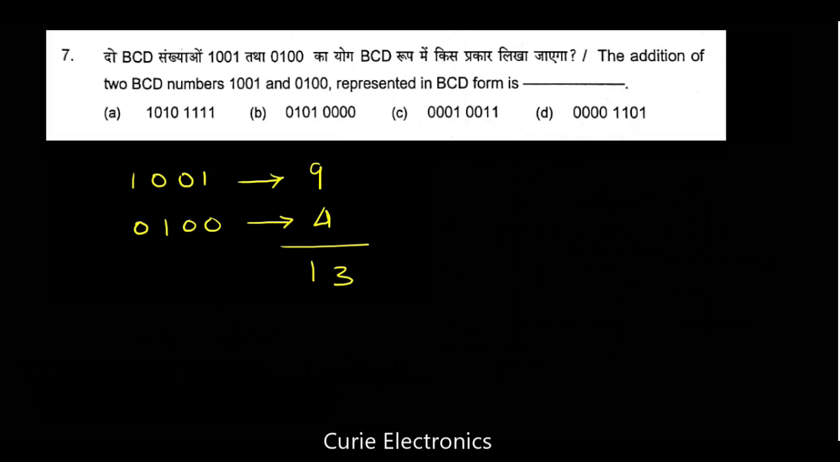And now, how do you represent 13? This 13, how do we write it? In BCD form I am writing 1 as 0001, and 3 we will write as 0011. So which is the right answer? Option C is the right answer.